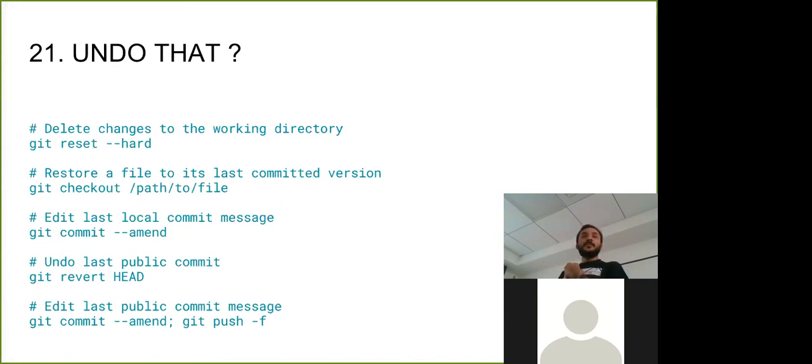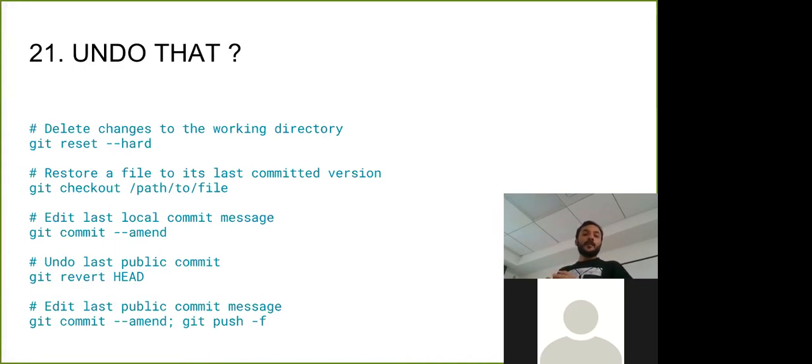So if you want to edit the last committed message, this is a command: git commit hyphen amend can help you to edit the commit message in Git. Undo last public commit, right? You say git revert head. So that's the difference between reset, rebase, and revert.